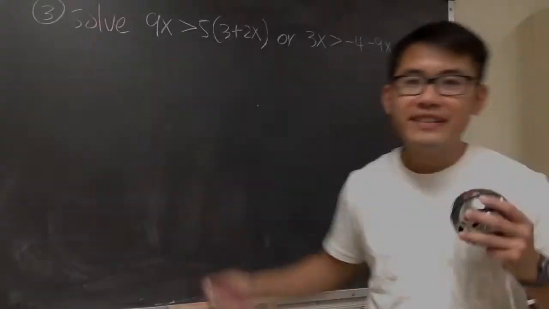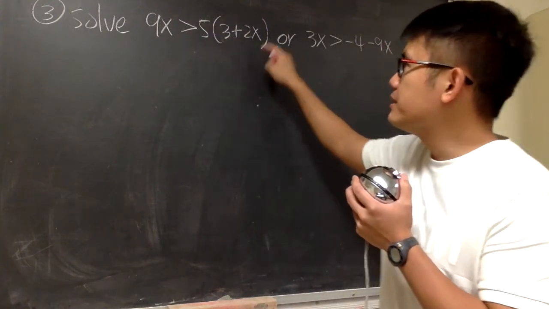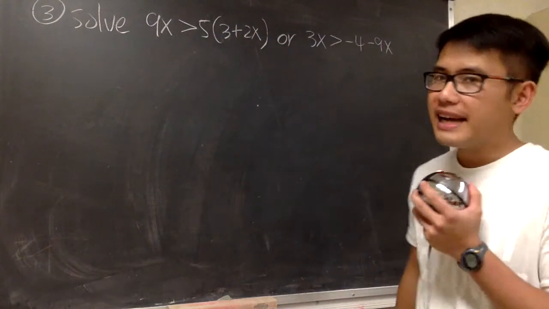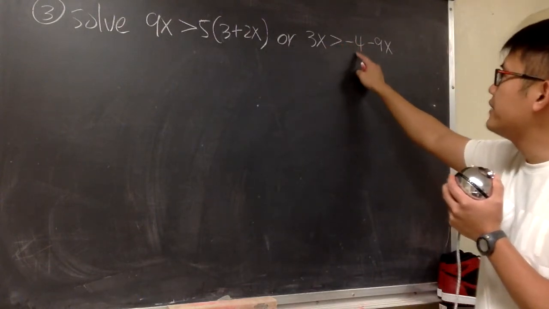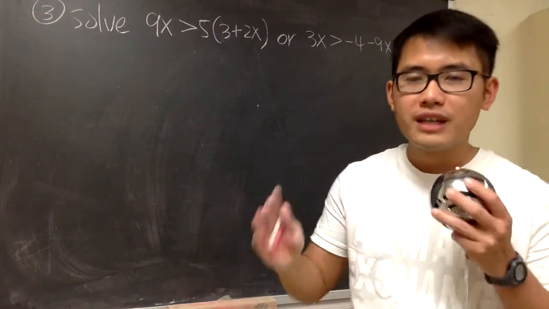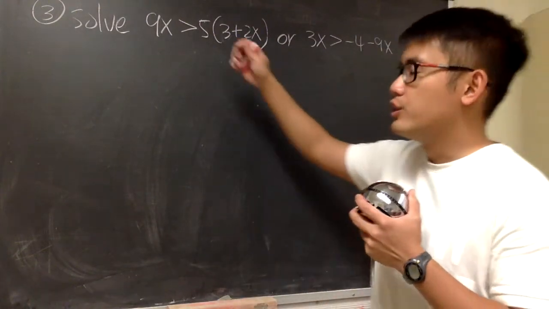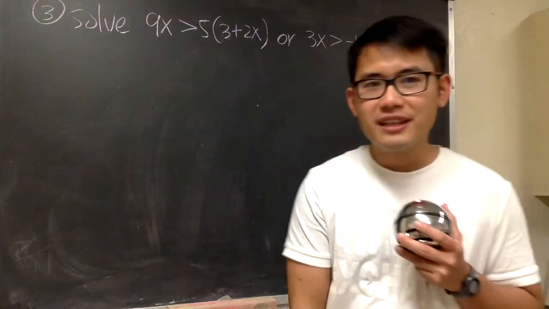This is it. And now let's look at the next situation. This one is 9x is greater than 5 times the parentheses with 3 plus 2x inside, or the second one is 3x is greater than negative 4 minus 9x. And the way to solve the or compound inequality is to just do this one first and then do that one. At the end, we put the answers together.